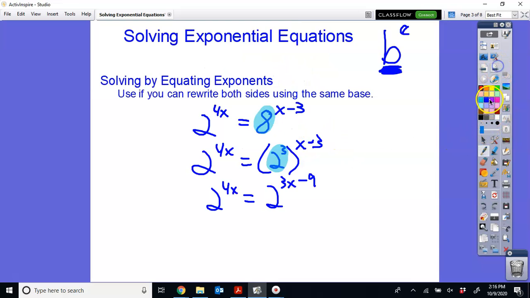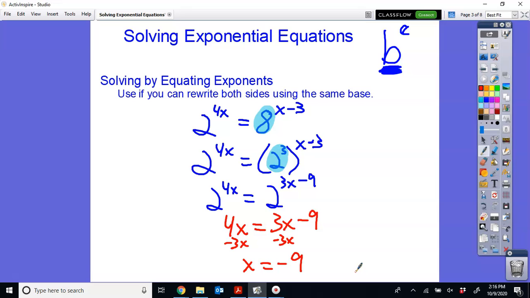So what we do is we use the same concept here, but it's just a little bit uglier. 2 to the 4x equals 2 to the 3x minus 9. That means 4x has to be equal to 3x minus 9. And so then all I have to do is solve this just like I did back in the solving linear equations. Subtract the 3x. It gives me x equals negative 9. So that one ended up not being too bad by the time we got to the bottom.